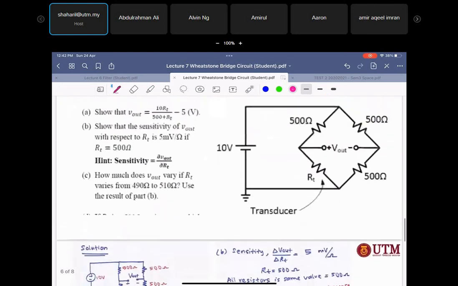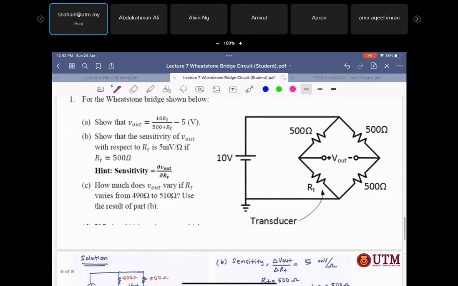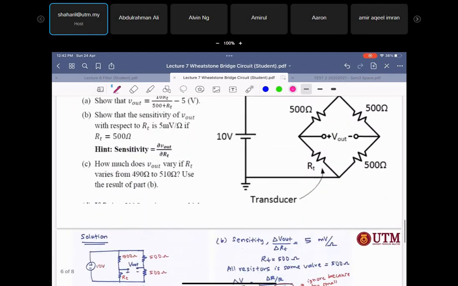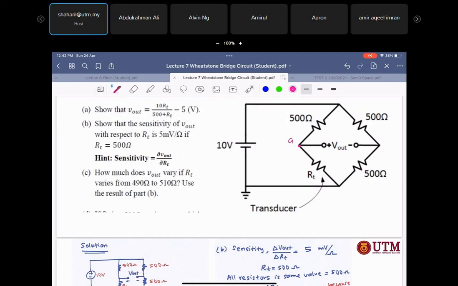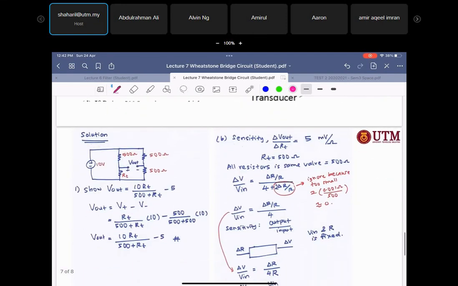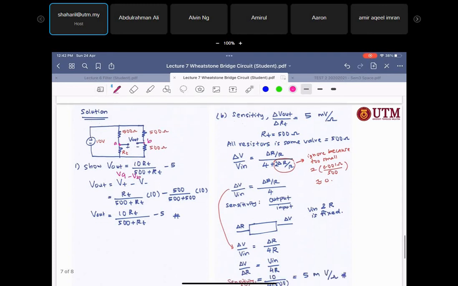Alright, the last one but not least, let's think about this one. For the Wheatstone bridge shown below, show that V out equals 10 RT divided by 500 plus RT minus 5. How to calculate this one? It's a simple thing. Let's say this is point A, this is point B, so you can calculate VA minus VB. VA is RT divided by 500 plus RT, times 10, which is V in, minus 500 divided by 500 plus 500, and then you can solve it.